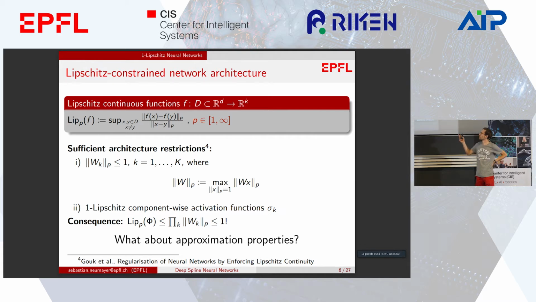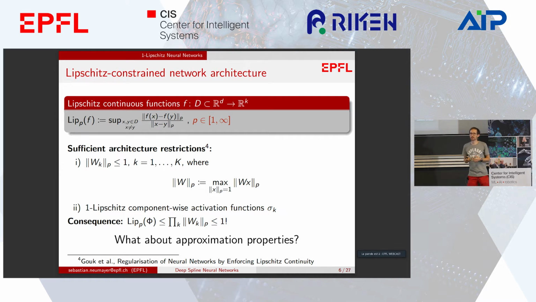So we can enforce that the weights are at most 1 under the p-matrix norm, and we can enforce that the activation functions are 1-Lipschitz continuous. And then we know that the Lipschitz constant of the neural network is upper bounded by the product of the norms of the weight matrices, which is again bounded by 1.